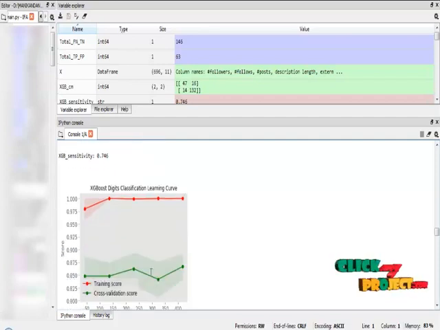And this is the learning curve for the XGBoost algorithm. This is the training accuracy and this is the cross validation. It will show the test accuracy.